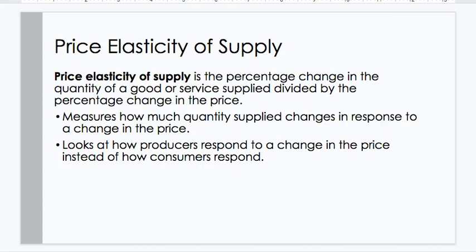Price elasticity of supply is the percentage change in the quantity of a good or service supplied divided by the percentage change in price. It measures how much quantity supplied changes in response to a change in price. It looks at how producers respond to a change in the price instead of how consumers respond.